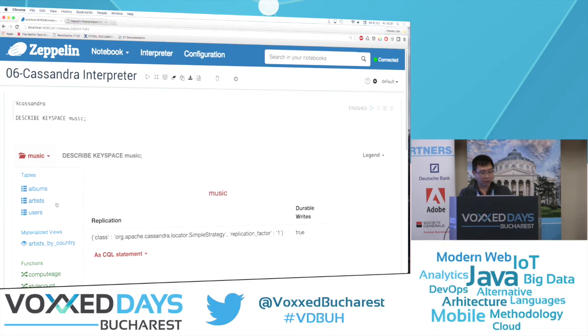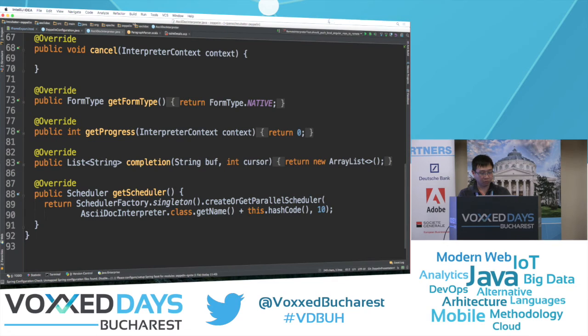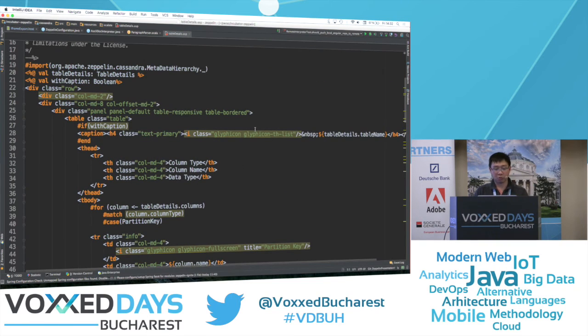If I do this, I can have a description of the list of tables in my keyspace, a materialized view, some functions. I can have an interactive menu here. So it is all Twitter Bootstrap and AngularJS. Nothing magic. So how is it possible?